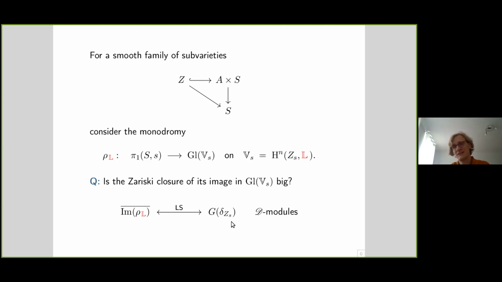So in that case, the Mumford-Tate group is really directly related to the fiber functor.